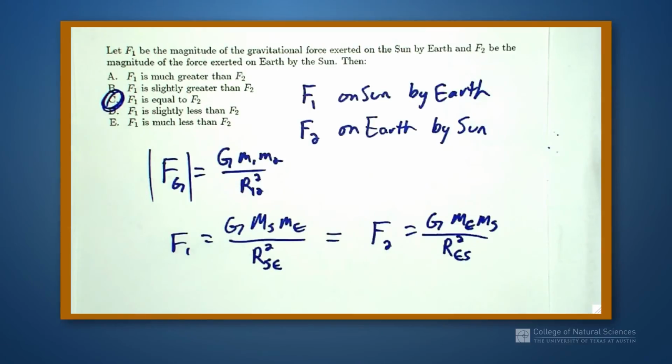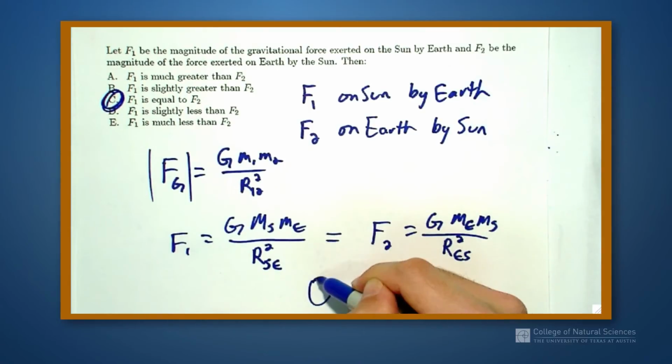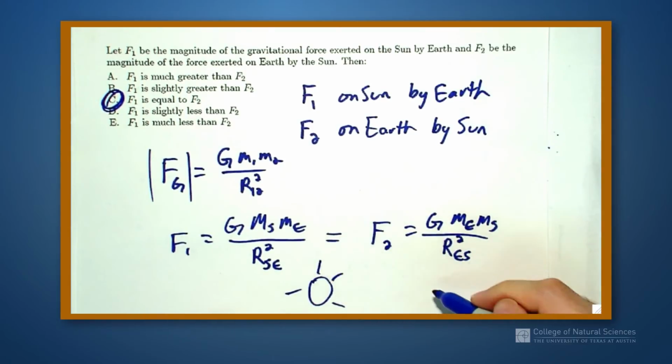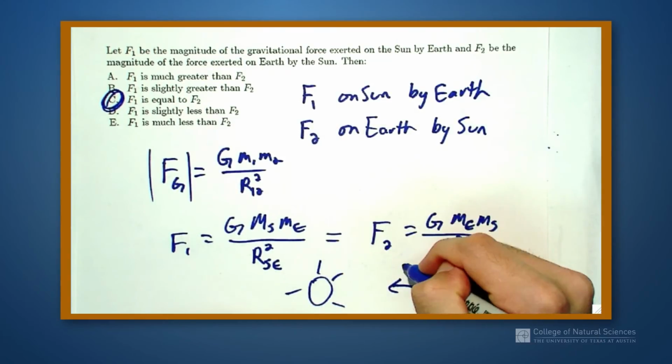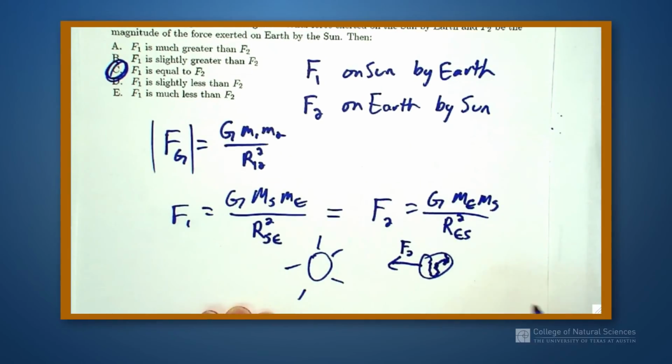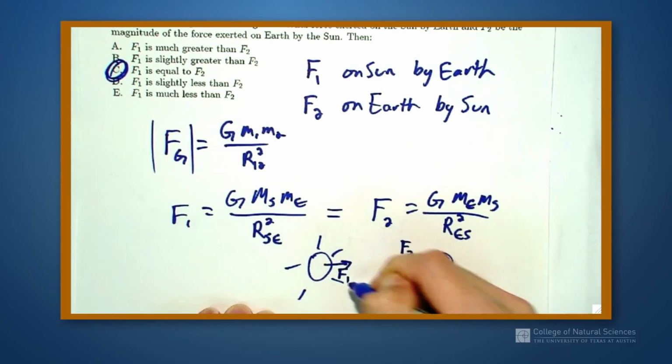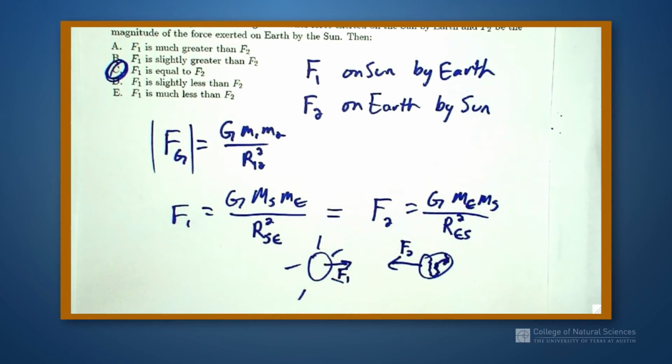The sun is going to try to pull the Earth to itself. So the Earth is going to be pulled in that direction. So that's F2. And F1 is going to be pulled in that direction. You got to remember that we're dealing with forces. We're not dealing with the acceleration.